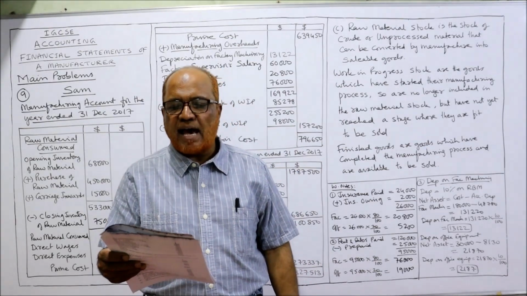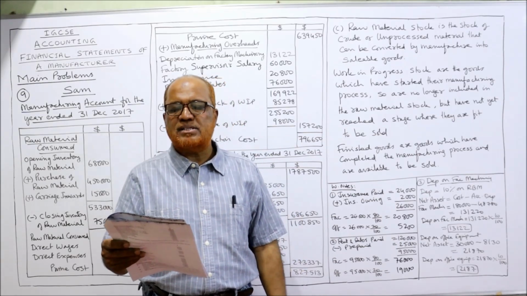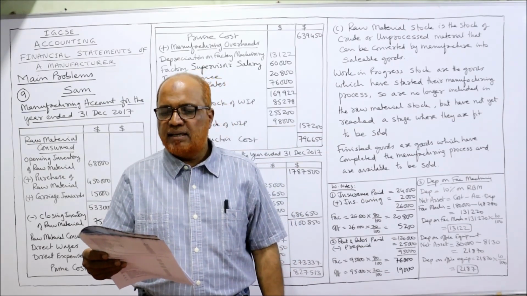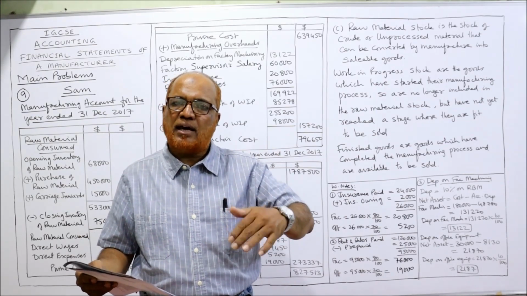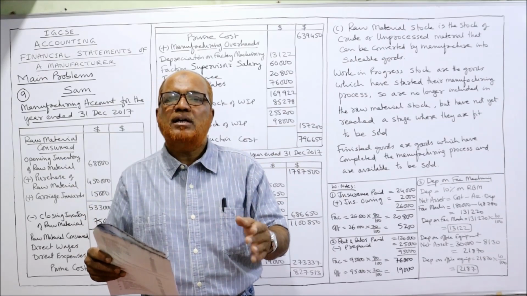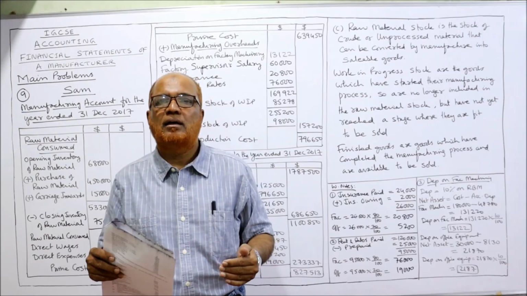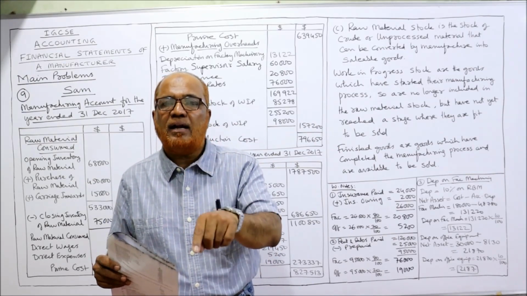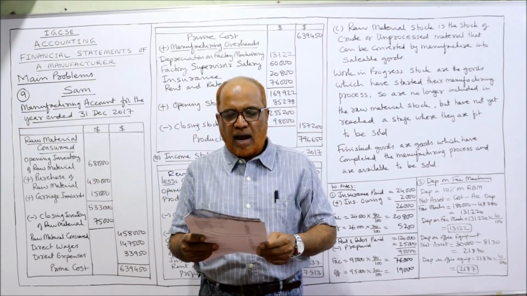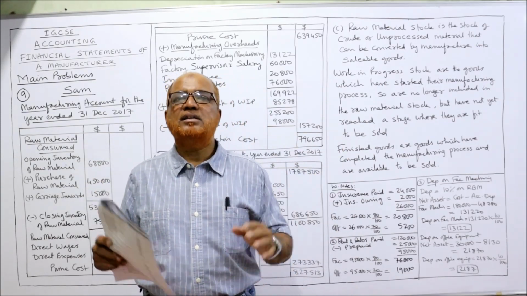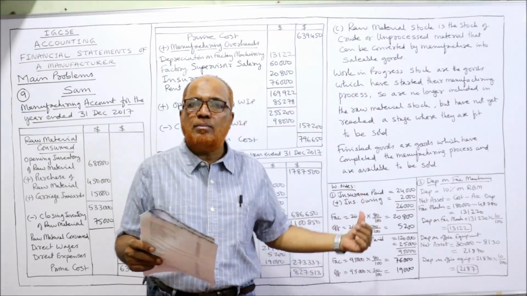See carefully. Sam, a manufacturer, provided the following information for the year ended 31st December 2017. Carriage inward. There are 2 types of carriages: carriage inward and carriage outward. Carriage inward is the transportation expenses on purchasing the material. So carriage inward will be added to purchase of material under prime cost. And carriage outward, these are the transportation expenses on selling the goods. It will come under income statement.